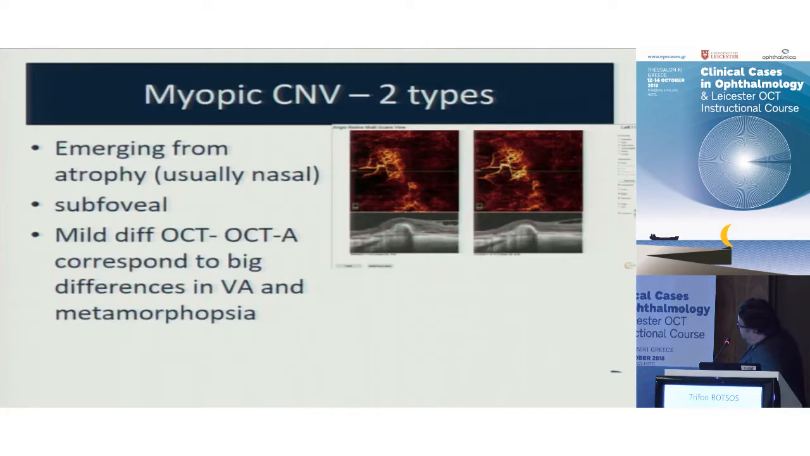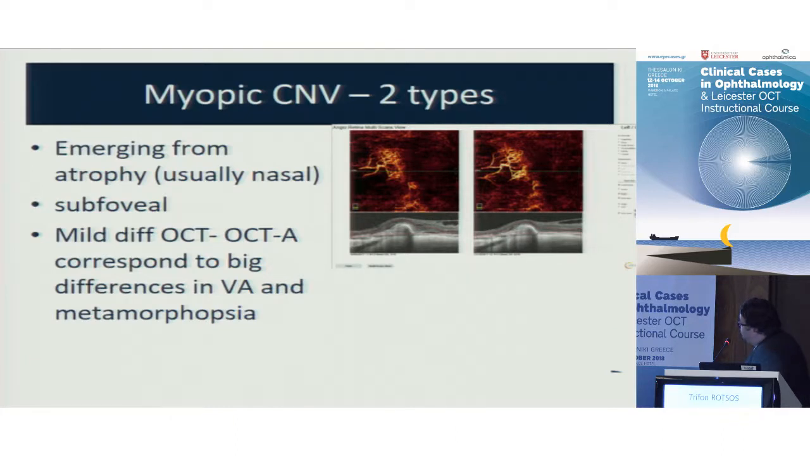Concerning the myopic CNVs now, I'll be very quick about that. You know that we have two types, the one emerging from the atrophy and the subfoveal. Actually, the myopic CNV is the only CNV that can be active with no exudation at all on its course. So it's also the membrane where the classical OCT doesn't help you, and up to now, if you wanted to be sure, you had to do a classical fluorescein angiogram.